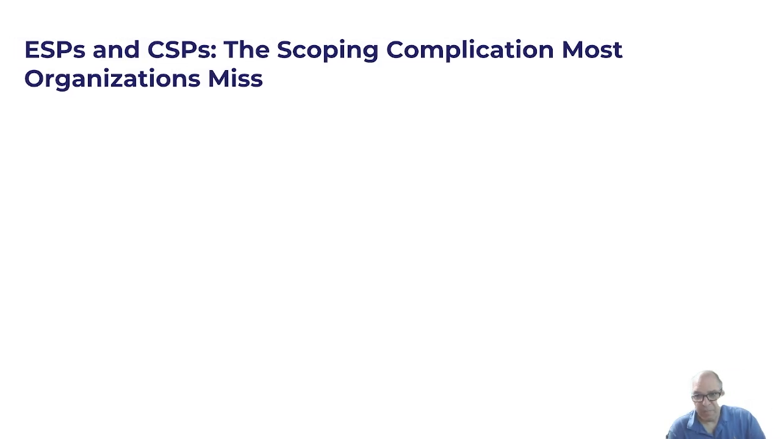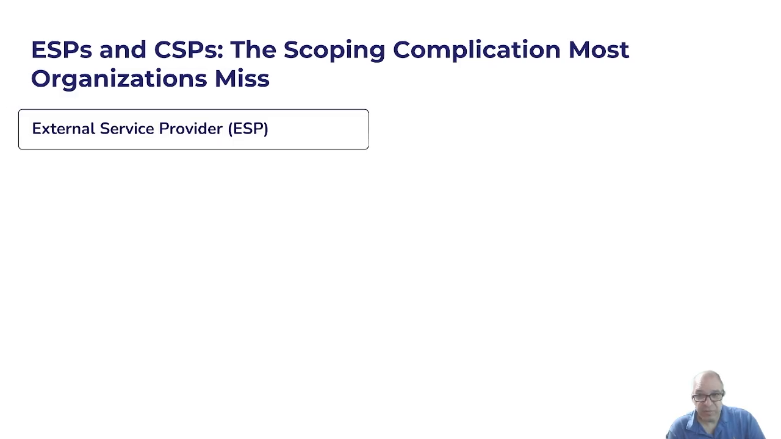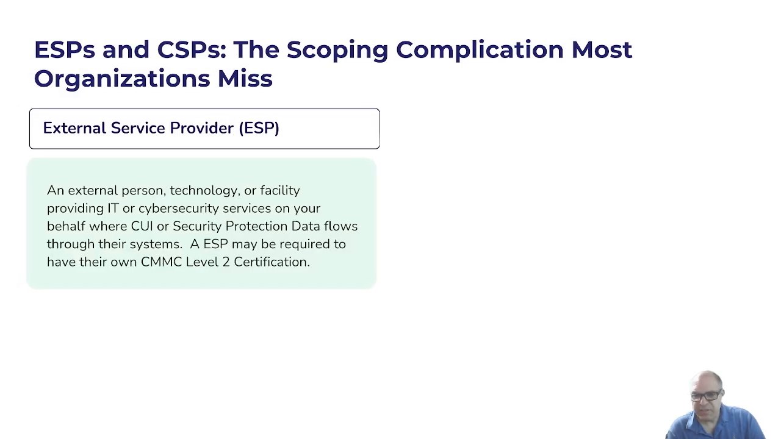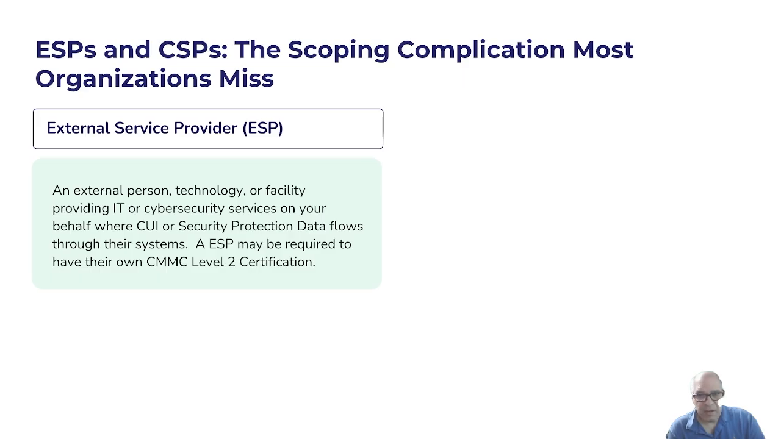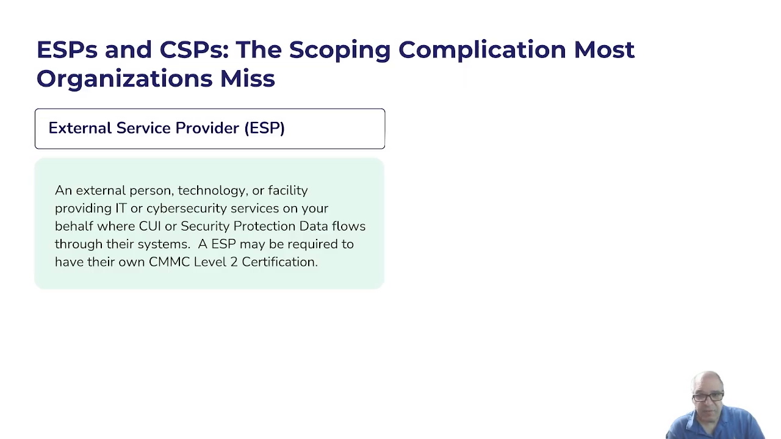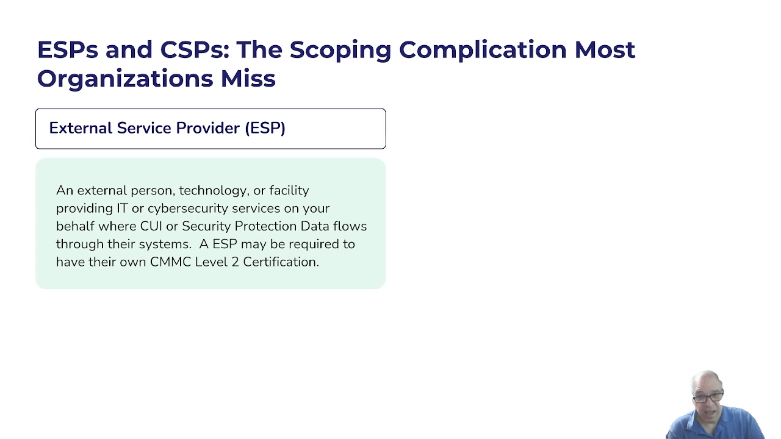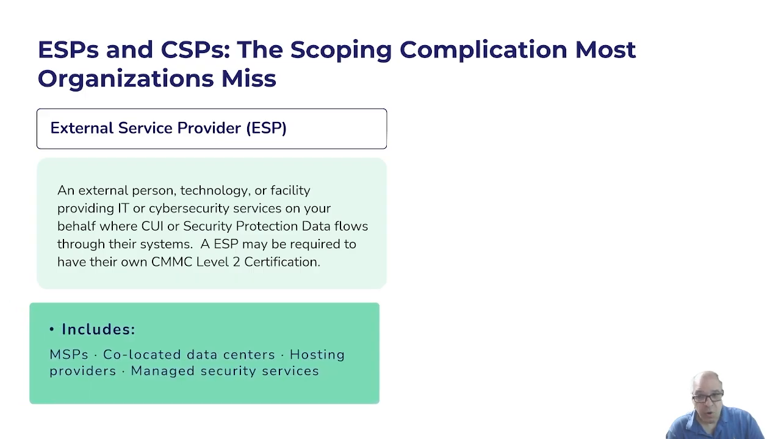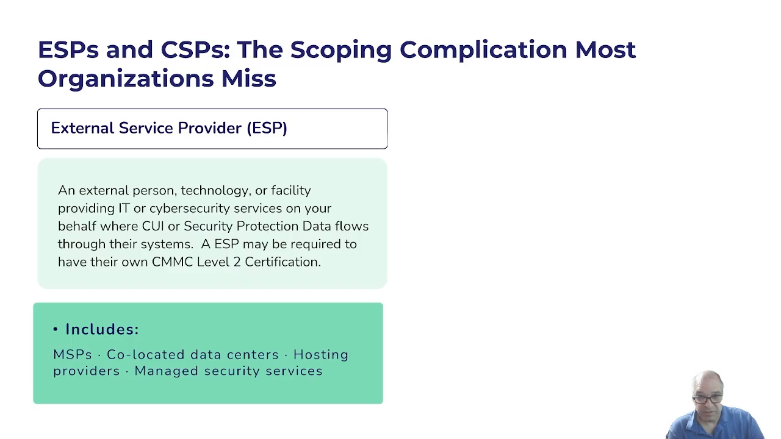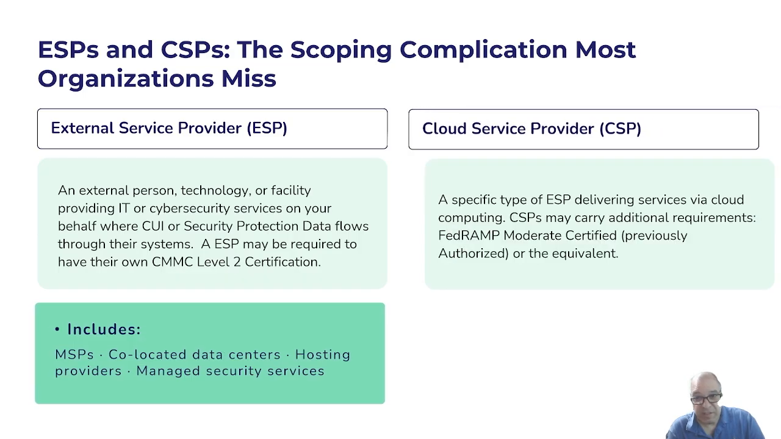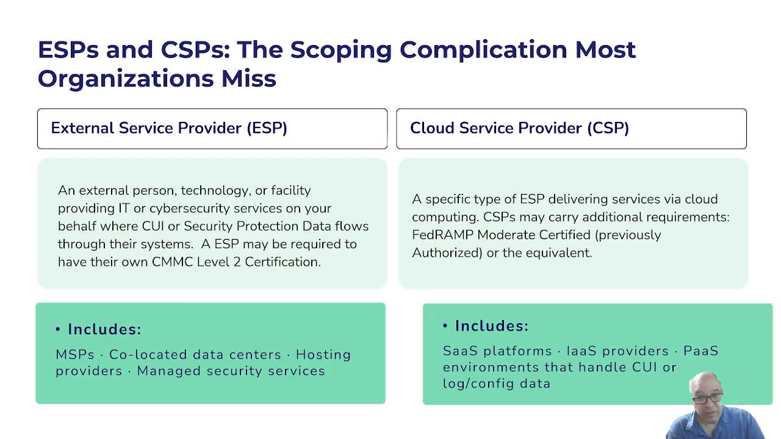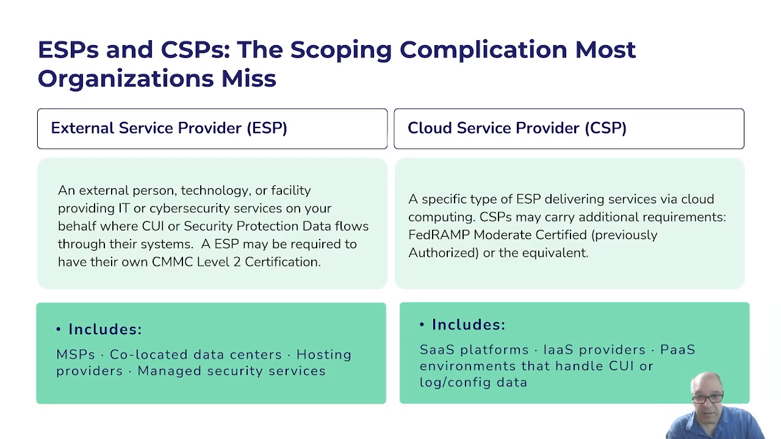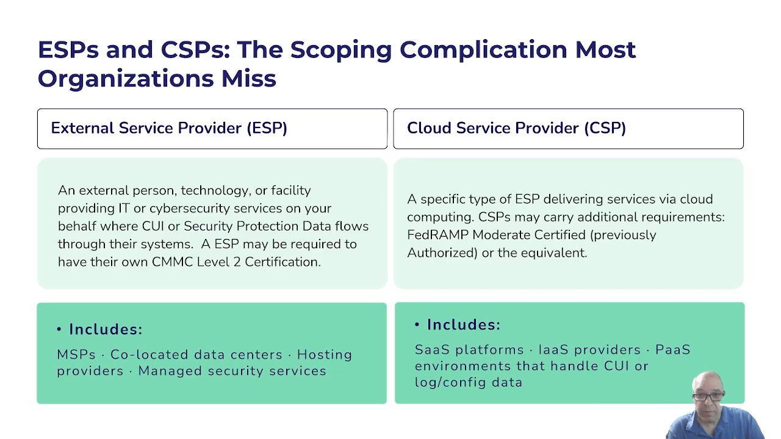One of the most common scoping complications I see is the classification of external service providers. And this is an area where organizations consistently underestimate their scope. An external service provider is any external entity providing IT or cybersecurity services on your behalf, where CUI or security protection data flows through their systems. That includes managed service providers, co-located data centers, hosting providers, and managed security services. Cloud service provider is a specific type of ESP that delivers services via cloud computing. CSPs may have additional requirements. They may need to be CMMC Level 2 certified or FedRAMP Moderate authorized, now certified, or the equivalent.